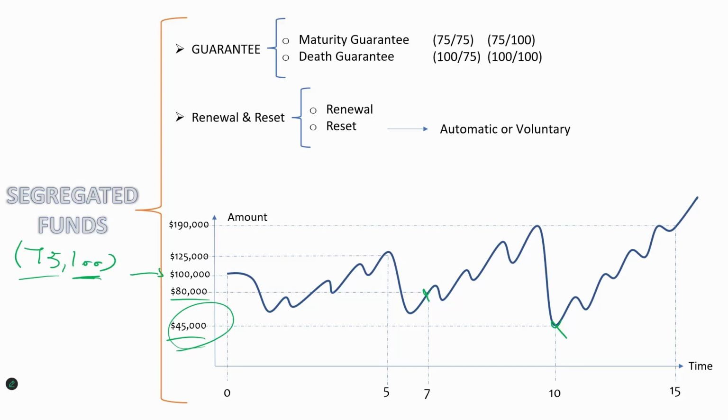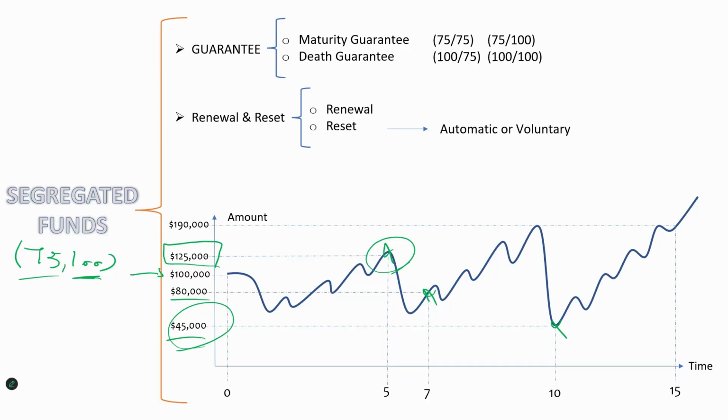Let's say the client resets the policy at year five. So now at year five, they had $125,000. So now the 75-100 is based on the $125,000, not the $100,000. All right. So in this case, what's going to happen? If they die in this year, they're going to get $125,000 because it was a reset over here. So the guarantees are now based on the $125,000. Okay. This is really important.